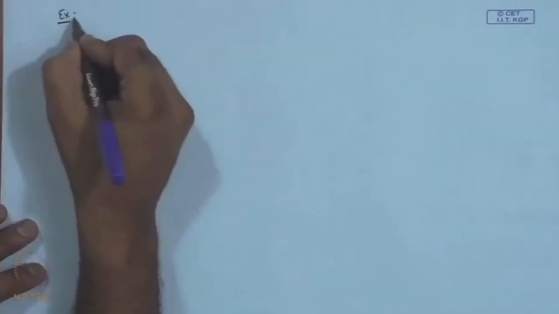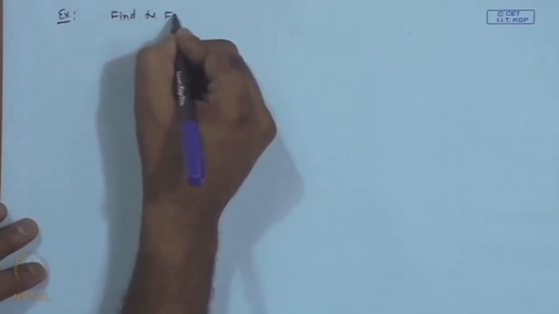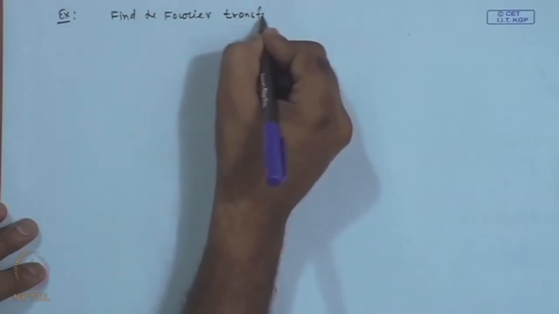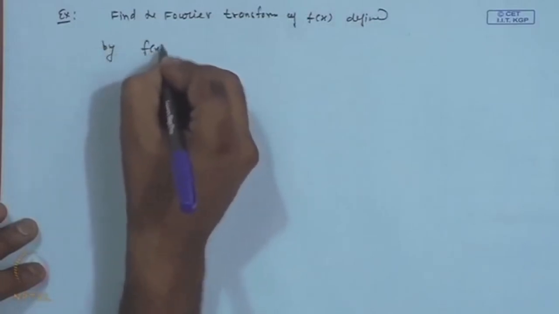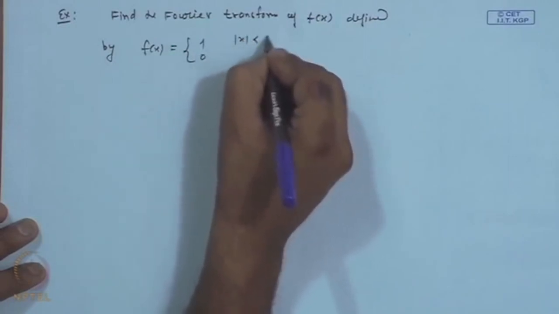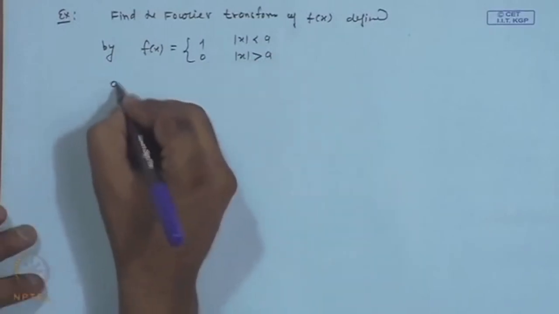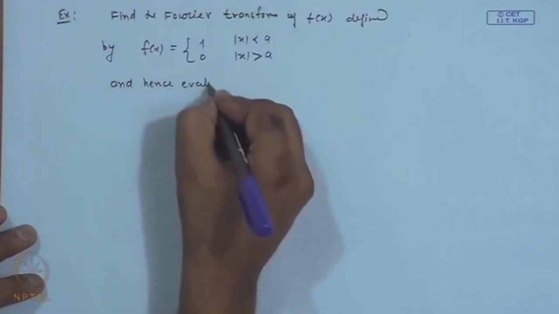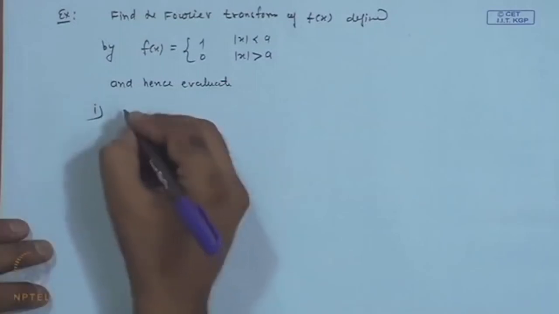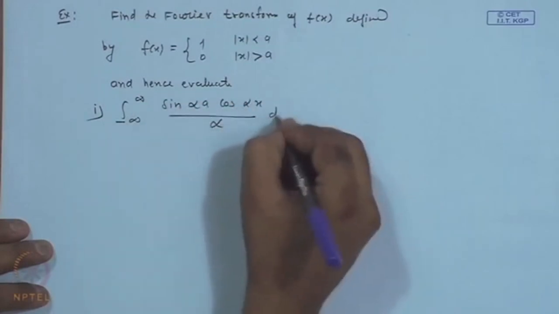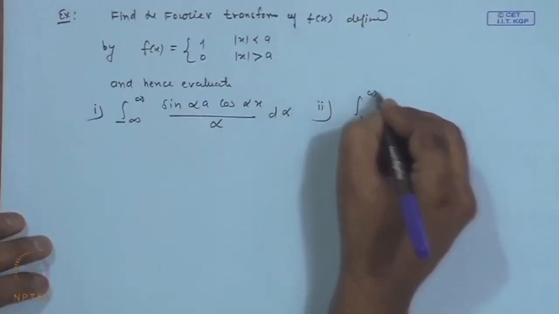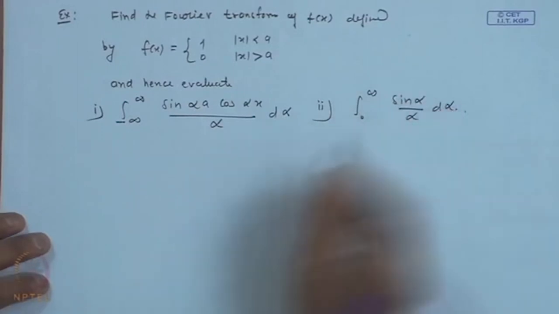We have two more special examples where we will evaluate some special integrals. The first example in this category: find the Fourier transform of f x defined by f x equal to 1 when x is less than a and 0 when x is greater than a, and hence evaluate the integral from minus infinity to plus infinity of sine alpha a cos alpha x over alpha d alpha, and also the integral from 0 to infinity of sine alpha over alpha d alpha.